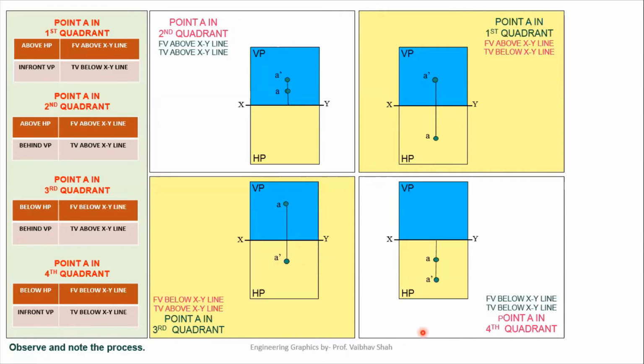Now for the fourth quadrant point, we know that if the point is in the fourth quadrant, it would be below HP and in front of VP. If your point is below HP, we'll have its front view below the XY line. That means A dash would be below the XY line, and in front of VP means we'll have its top view below the XY line. That means A is below your XY line. So we have two points below the XY line. Let us first draw the XY line, and we will plot two points A and A dash both below the XY line. A means its top view or plan, and A dash means its front view. So we have to draw these as our final figures in the examination.